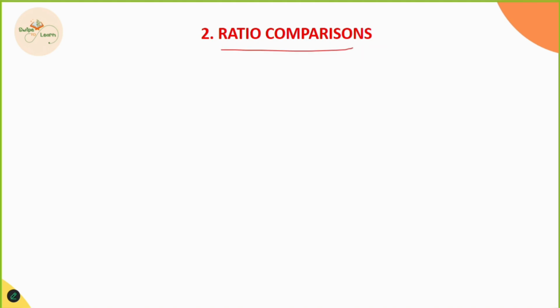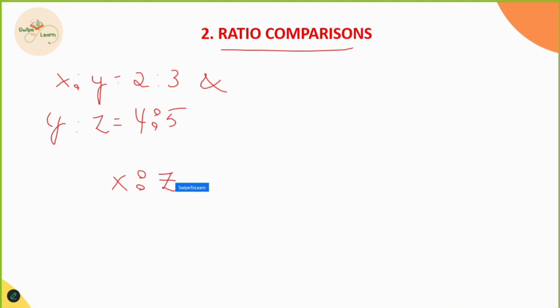In this section, we compare the ratios to find the values of quantities. So general questions in this model look like: if x is to y equals 2 is to 3 and y is to z equals 4 is to 5, then they ask us to find the ratio of x to z.